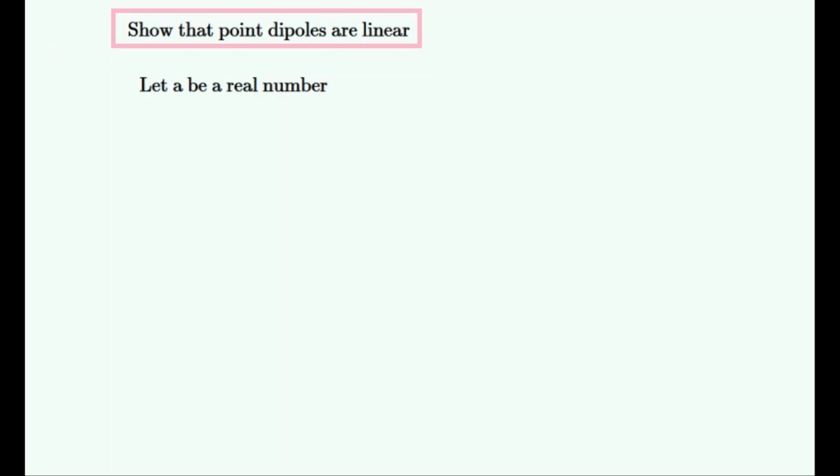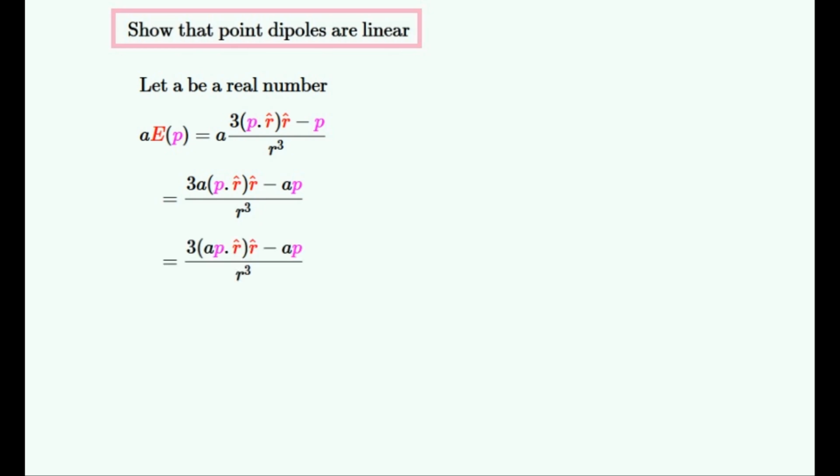Now to prove the second part of the theorem, we define A to be a real number. We have to prove that this equation is true. This is what the right-hand side is equal to according to what we have already derived. And we can expand this expression so that A is in the fraction. Then we can bring A all the way in next to P. So this proves that this second expression is true. So we have shown that the dipole is linear, and thus that dipoles can be added and subtracted from each other as though they were vectors.